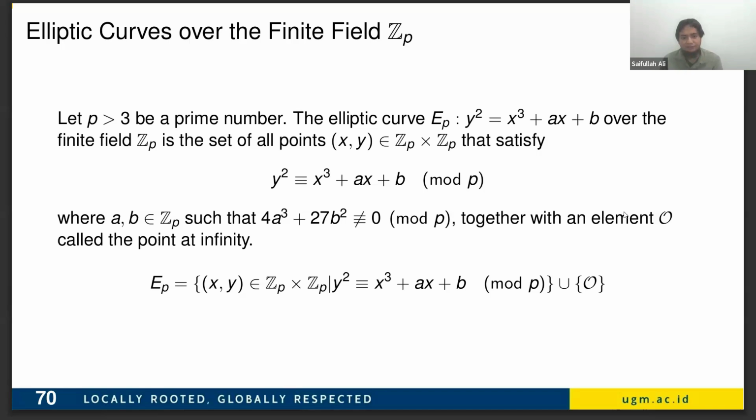So, okay, why should we choose the prime number bigger than 3? Actually, we can also use 2 and 3. It depends on the discriminant. Oh, okay. Thank you. I think it is about the characteristic of the field.